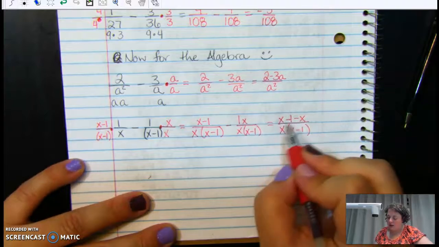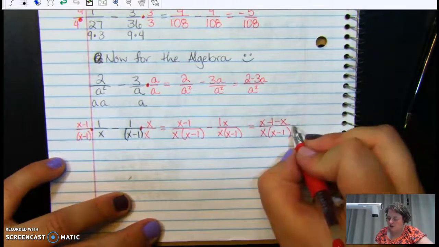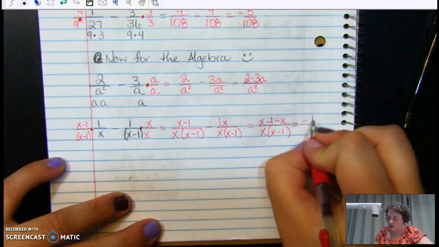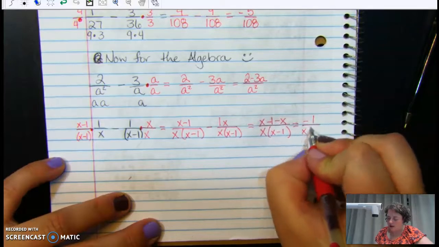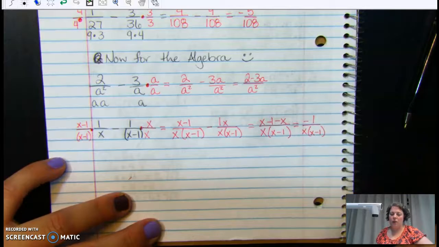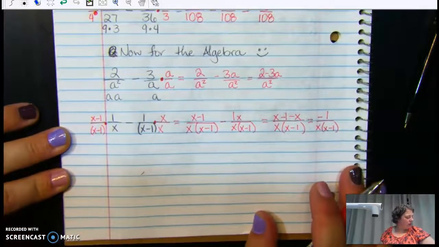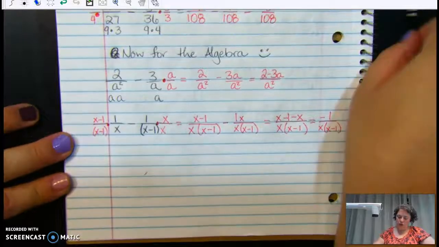Now you need to combine your like terms. So x minus x is just going to be 0. So this final answer is really just going to be negative 1 over x minus 1. Or negative 1. Okay.